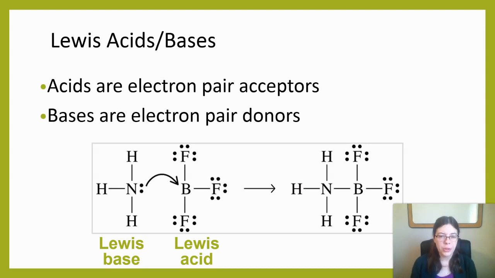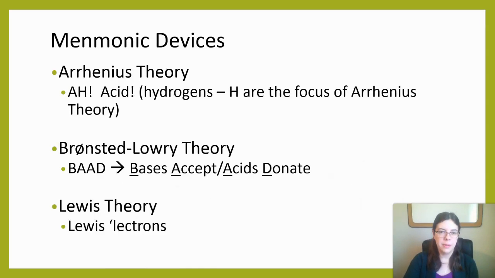If we look at the picture down below, the boron is going to take an extra pair of electrons, so that's shown in the product as having that extra line, so it has 8 electrons around it instead of 6 initially. And bases are electron pair donors, okay? So they're going to donate an electron pair to something else. So Lewis acids and bases, that's the final group we have for types of acids and bases.